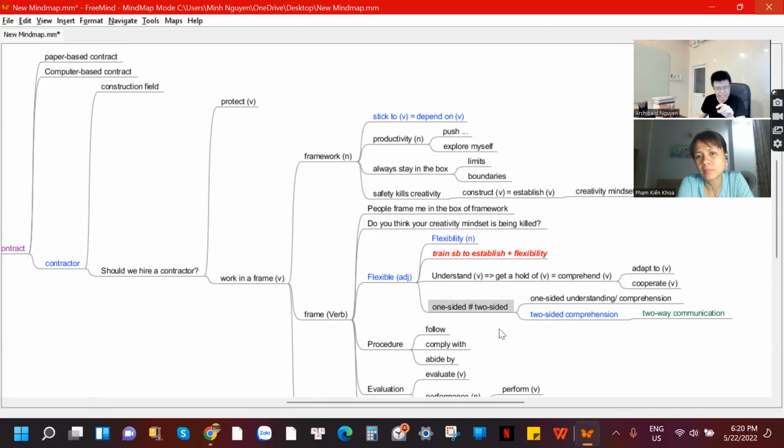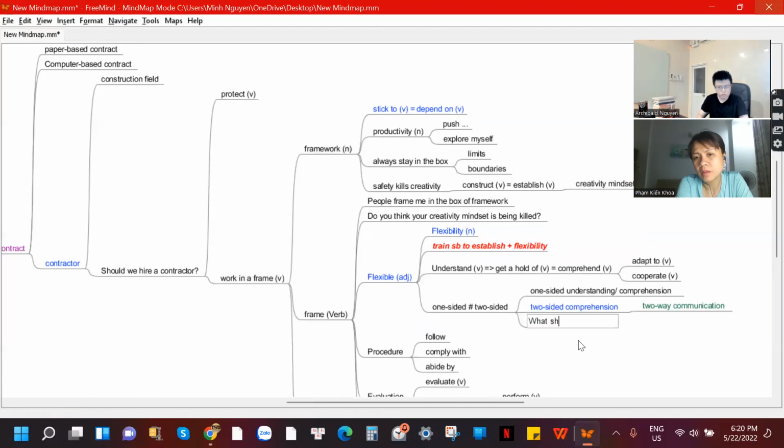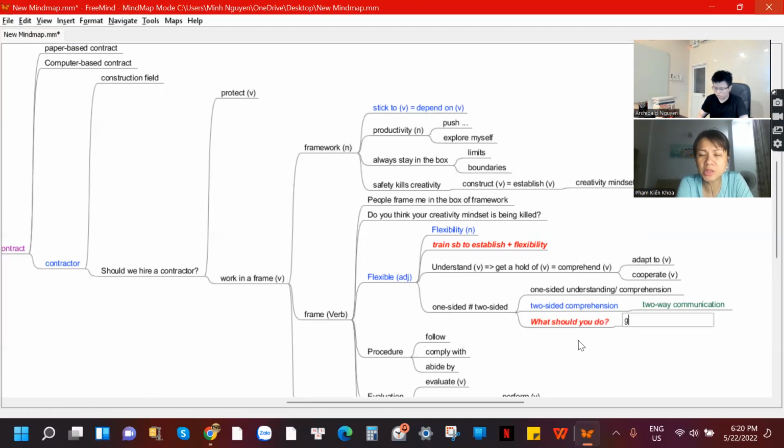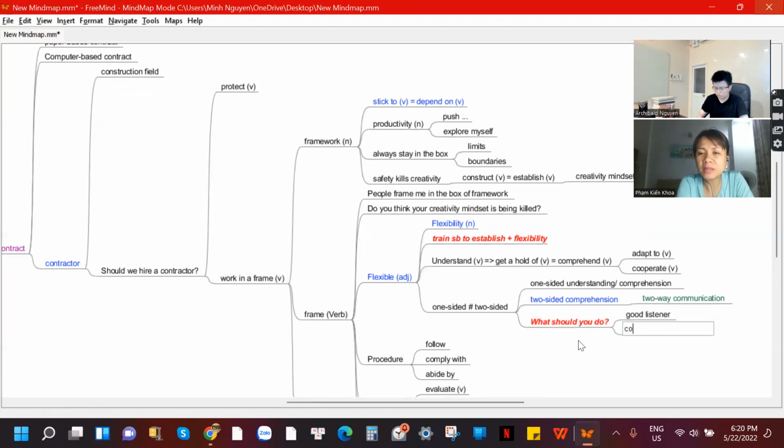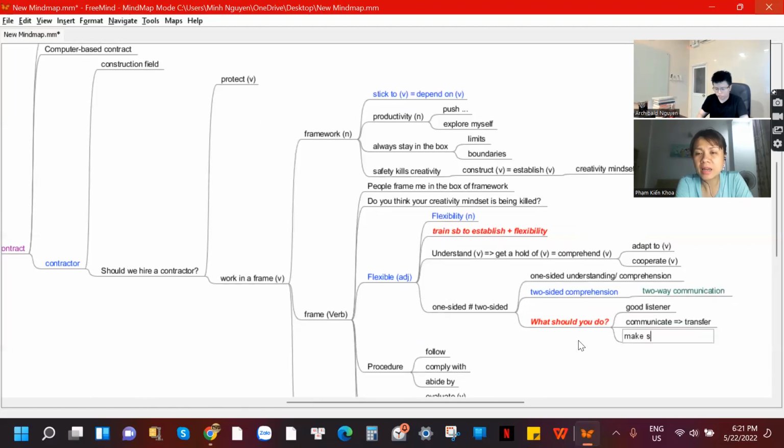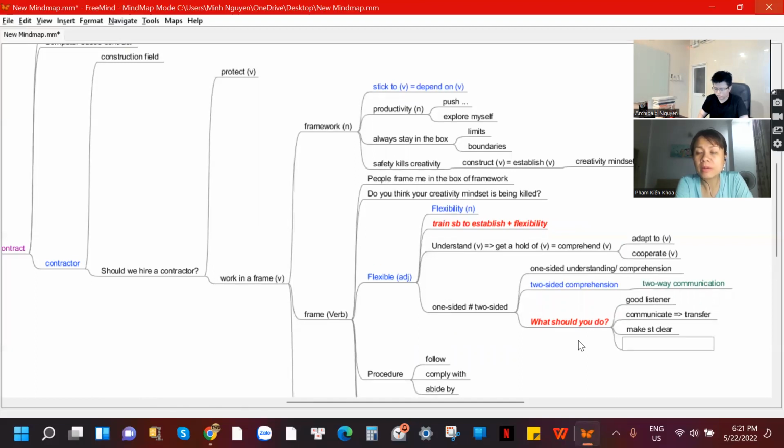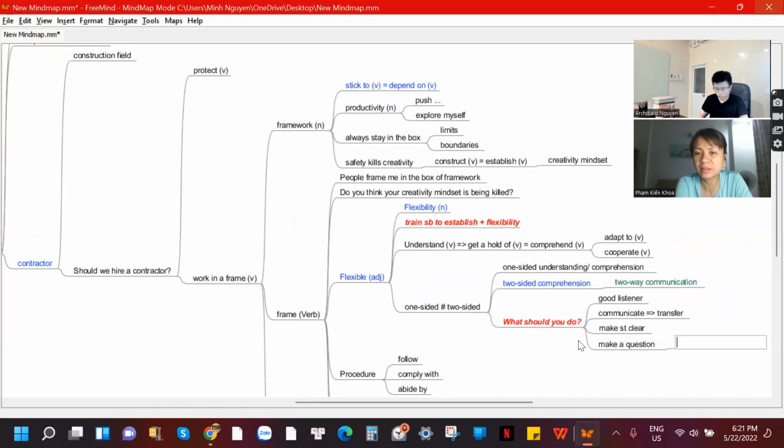So what about two-sided comprehension? What should you do to perform two-sided comprehension, Miss An? Yes, I have to listen. I have to be a good listener. The second, I have to communicate the information with each other and make it clear if in case I don't understand totally. And I can ask a question to clarify the information in detail with my partner.